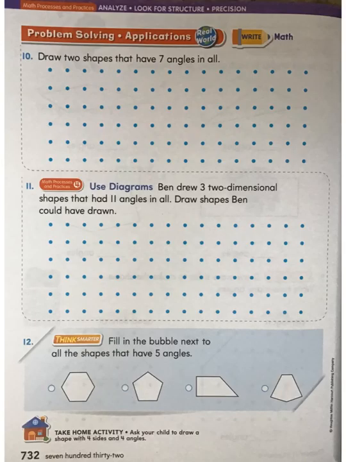On this page, you have 3 problems to complete. For number 10, you need to draw 2 shapes that have 7 angles in all. So after you've drawn your 2 shapes, when you count up all the angles, they should total 7. For number 11, Ben drew 3 two-dimensional shapes that had 11 angles in all. Draw the shapes Ben could have drawn. So here you need to draw 3 two-dimensional shapes where all the angles add up to 11. And for number 12, fill in the bubble next to all the shapes that have 5 angles.